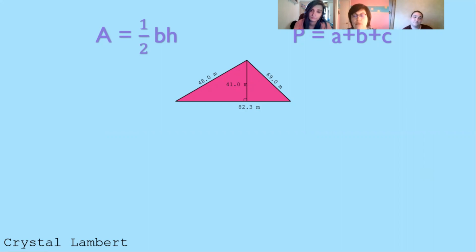So here we're going to input this into our formula for area. We're going to use A equals 1/2 times 82.3 meters. Do not forget your units of measurement, times 41 meters. And when we do this, we're going to get a total of A equals 1,687.15 meters squared. Do not forget to square your meters, because when you multiply meter times meter, you get meters squared.